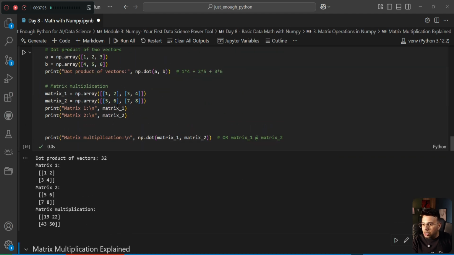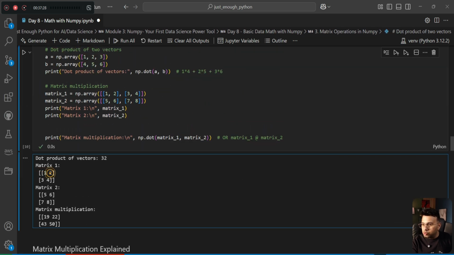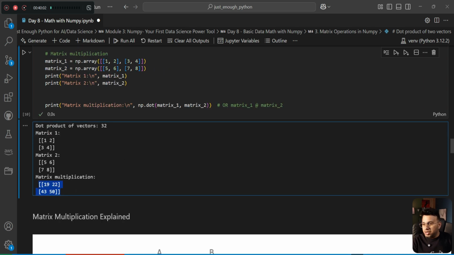Okay. So now our matrix 1 is 1, 2, 3, 4, and matrix 2 is 5, 6, 7, 8. And we are saying we want to do a matrix multiplication, matrix 1 with matrix 2. So this is our final output. We have 19, 22, 43, and 50. Our matrix is of size 2, 2 rows and 2 columns. Now let's see how we arrive at these values.